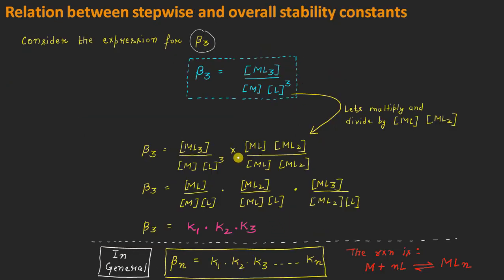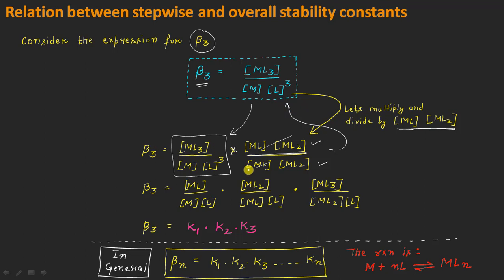So starting with the beta 3 here, let us multiply and divide the numerator and the denominator by ML and ML2. You can see here, this is the value for beta 3 which we have taken from here, and then we are multiplying and dividing it by this ML and ML2. ML and ML2 divided by ML and ML2 will be equal to 1, because they simply cancel each other out, right?